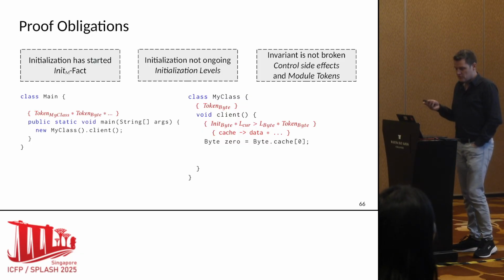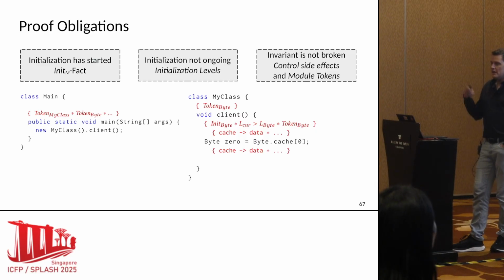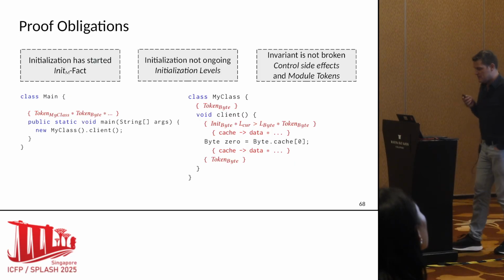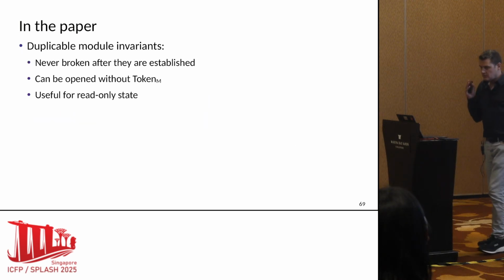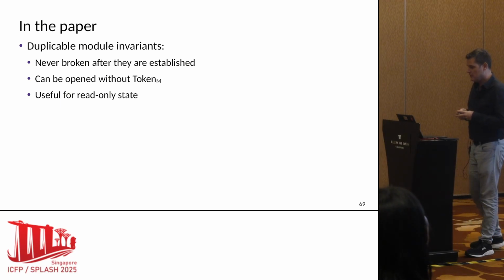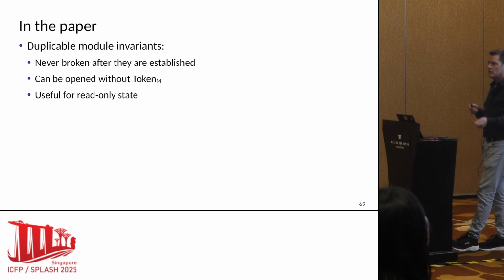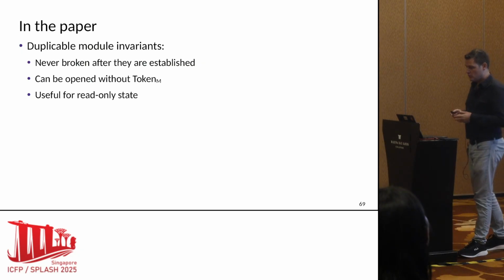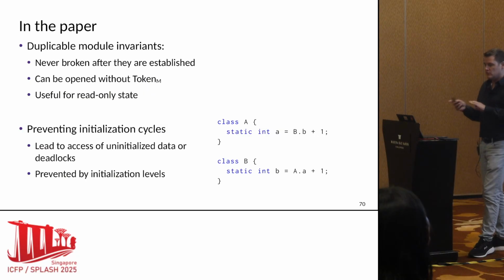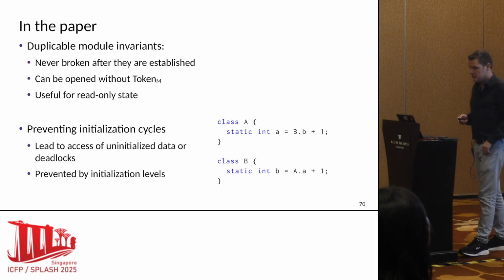So now I can read the field, I can change it if I want to. I can exchange the invariant back for the token afterwards if I want to. OK, so that's the basic idea. In the paper, there are more things. So we have a notion of duplicable module invariants that are never broken after they're established. For those, we don't need the token. They're useful for read-only state. We also talk about solving a different problem, which is initialization cycles that I haven't mentioned here.